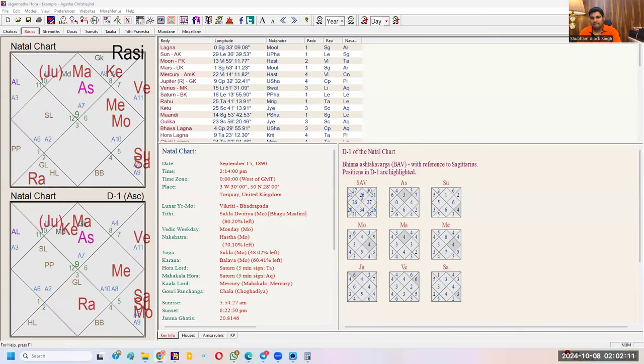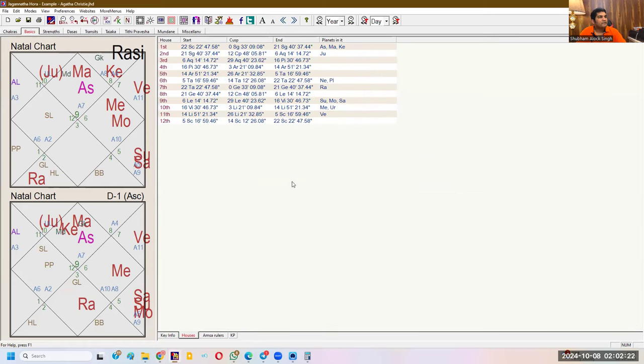We quickly jump to our third horoscope, which is the horoscope of Agatha Christie. We first go by the Shripati house system. What is the change happening? Ketu is coming to Lagna. Apart from that, Rahu and Ketu are coming on the 1-7 axis. Apart from that, everything else is the same.